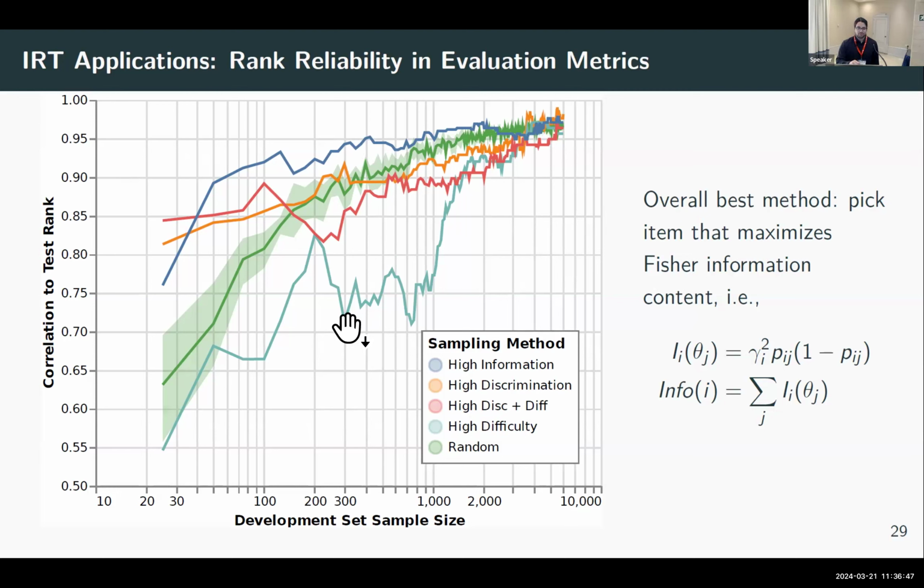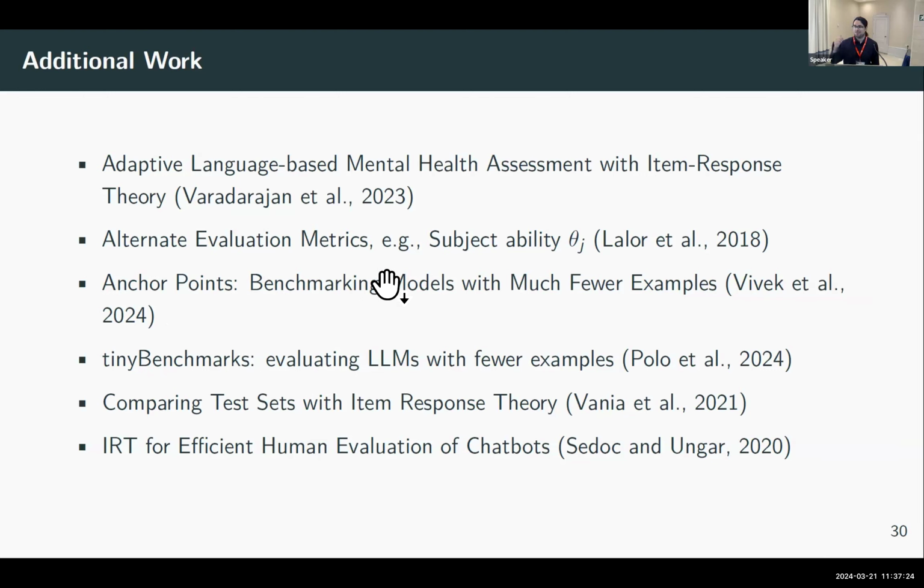Cool. So we're not the only ones that are interested in this kind of thing, where our goal is to have efficient evaluation of models by not using so many examples. One I would probably highlight is the anchor points paper, because it's here at EACL, or was earlier. But all these papers are in one way or another trying to look at this question of how we can do efficient evaluation by using fewer examples, some of these with IRT and some non-IRT methods.